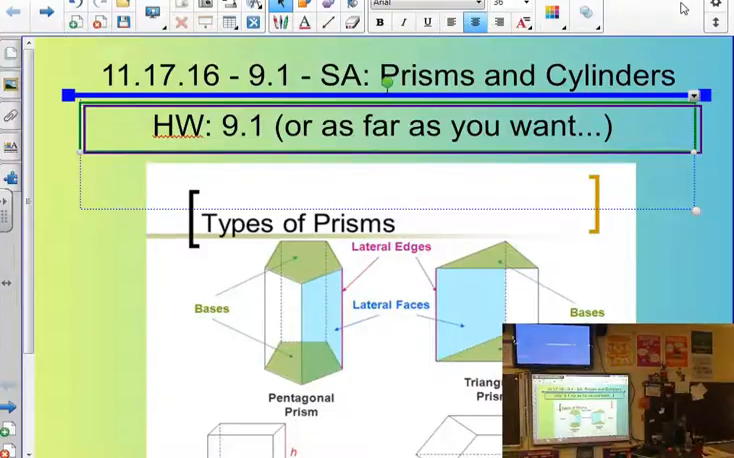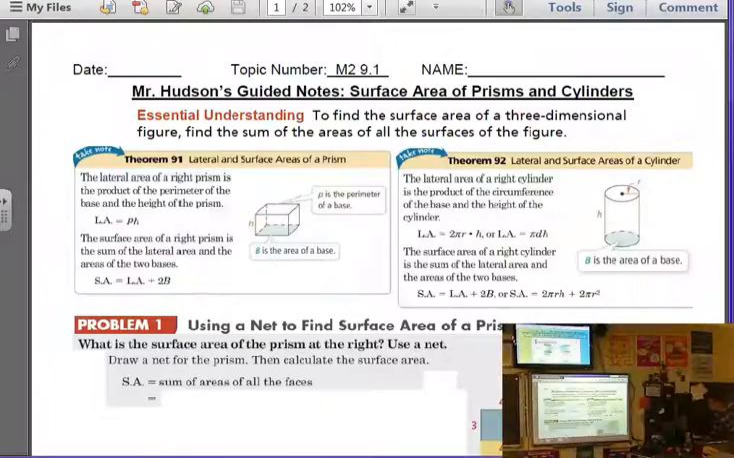All right, so today is the 17th, all day long. Oh, that's funny. And we are talking, well, I hope it doesn't change in the middle of the day, we're talking about surface area. Now, here's the thing. Cylinders are just prisms with infinitely many edges. So the formulas are really the same thing. We just use two different formulas to make it a little bit easier for you.